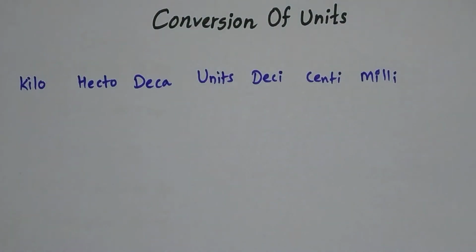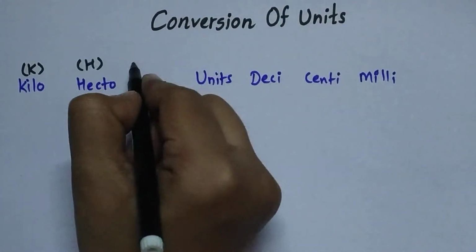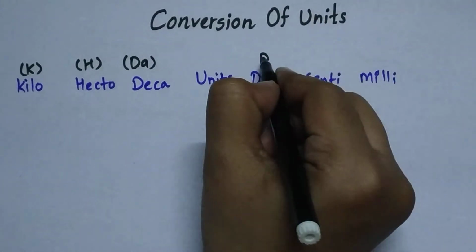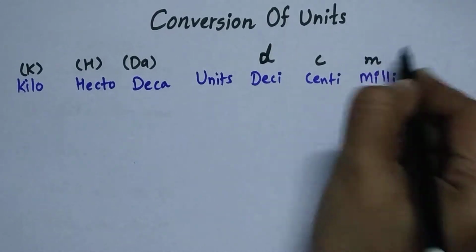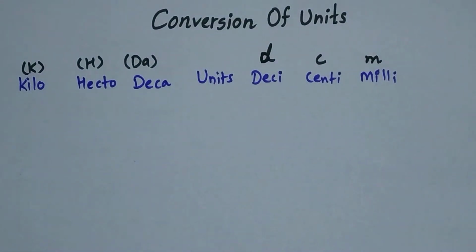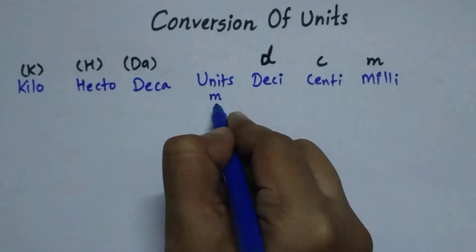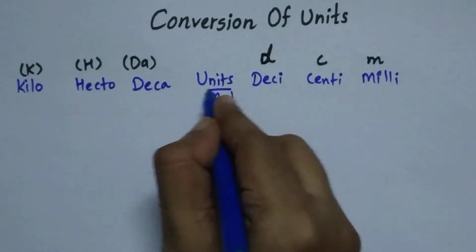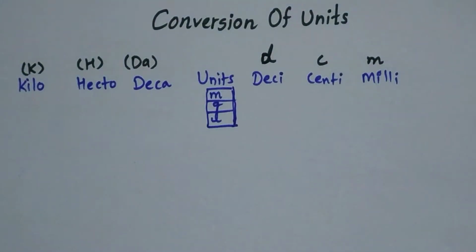Friends, we will use the symbol K for kilo, H for hecto, Da for deca and D for deci, C for centi and M for milli. And we are having units. Basic units, that is meter, gram and liter. These are the base units we are having: meter, gram and liter.